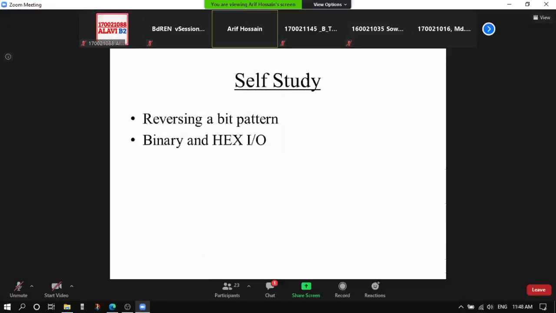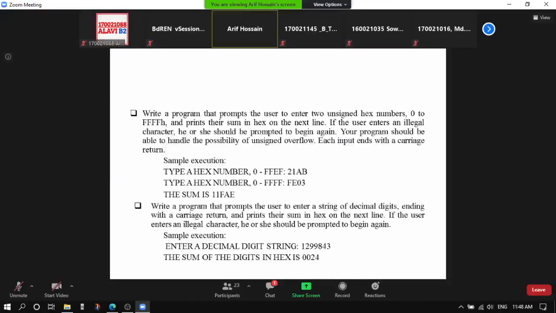Okay. There are two more examples in your book, two small examples: reversing a bit pattern, and binary and hex input output. These are the same thing, the application of your shift and rotate. Then you have your tasks and all, and that is it.